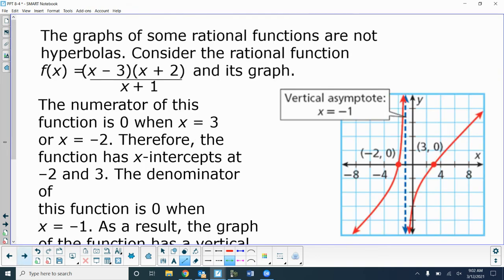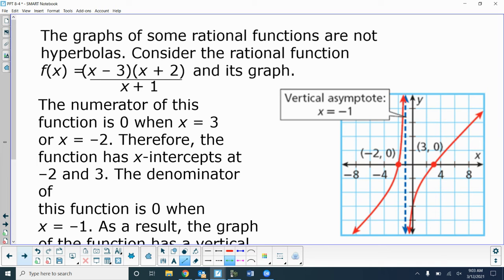Okay, all right, so here's a different looking one. Here's our function, (x minus 3)(x plus 2) over (x plus 1). The numerator of this function is 0 when x equals 3 or x equals -2. So you're going to get a function like this, and they're going to ask, find the zeros. Whatever makes the top, the numerator, 0 are called the zeros. And that's, again, what we did before with parabolas, where the graph will cross the x-axis. Those are the zeros. It's what makes the numerator 0.